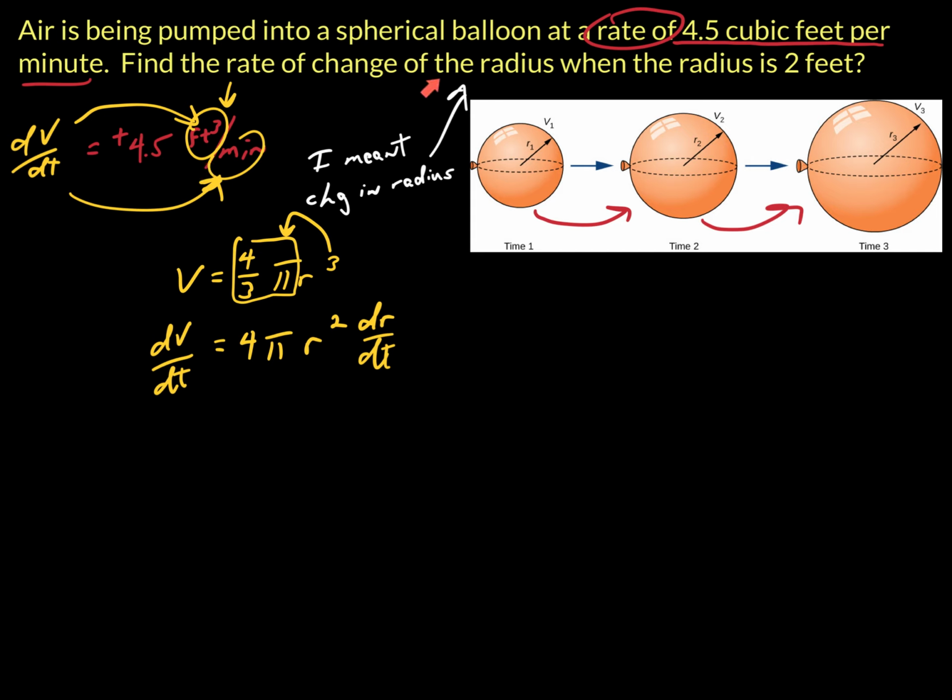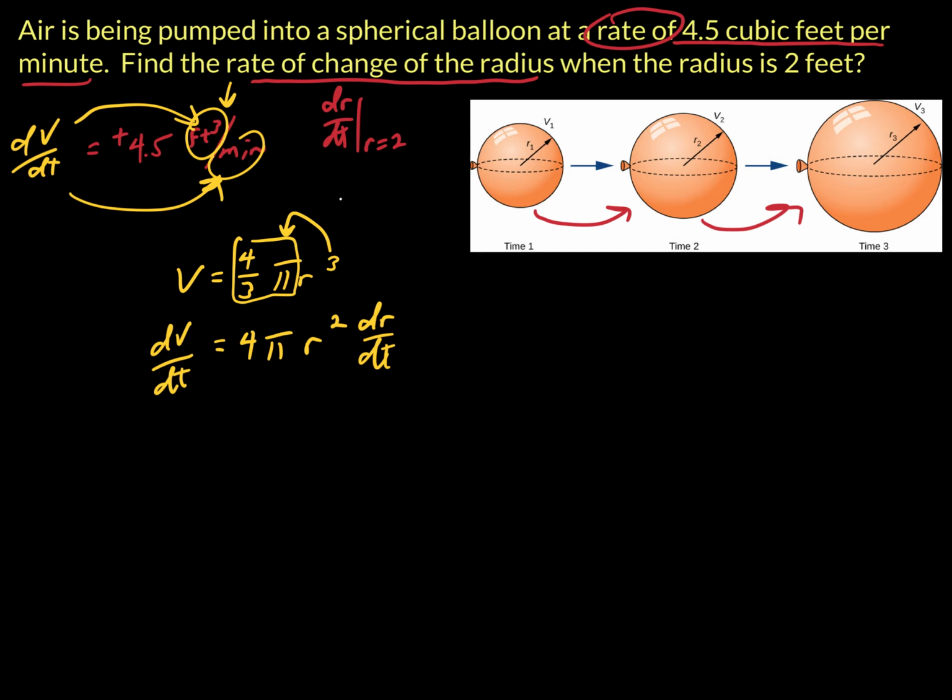Find the rate of change of the radius when the radius is 2 feet. I didn't finish what we were trying to find here. They're asking us to find the change in the radius. We want to find dr/dt, and we want to find it at the moment r equals 2. Okay, now that I've specified that, we can continue.